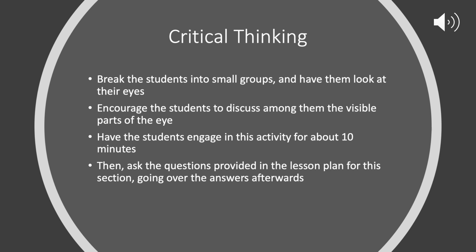For the critical thinking, you will break the students into small groups and have them look at their eyes. Encourage the students to discuss amongst them the visible parts of the eye, and have the students engage in this activity for about 10 minutes. Then ask the questions provided in the lesson plan for this section, going over the answers afterwards.